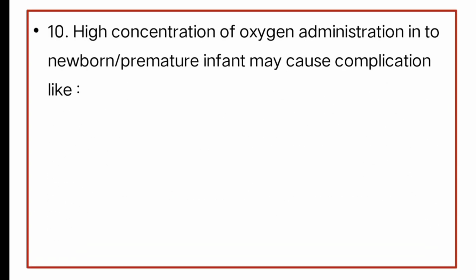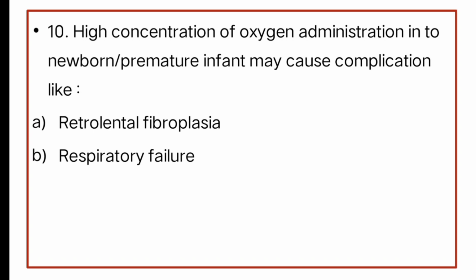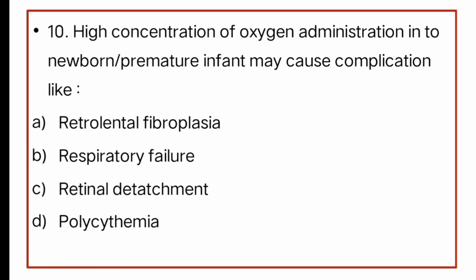So the next question is, high concentration of oxygen administered to a newborn or a premature infant may cause complications like. What complications arise for the newborn or premature infant when we are giving a high concentration of oxygen? That is, what oxygen toxicity will we see? Option A, retrolental fibroplasia; option B, respiratory failure; option C, retinal detachment; and option D, polycythemia.